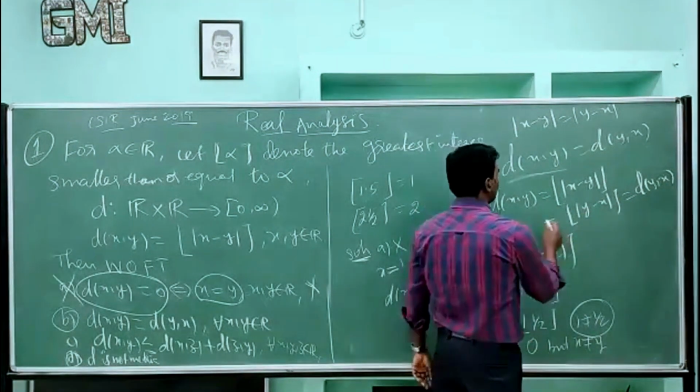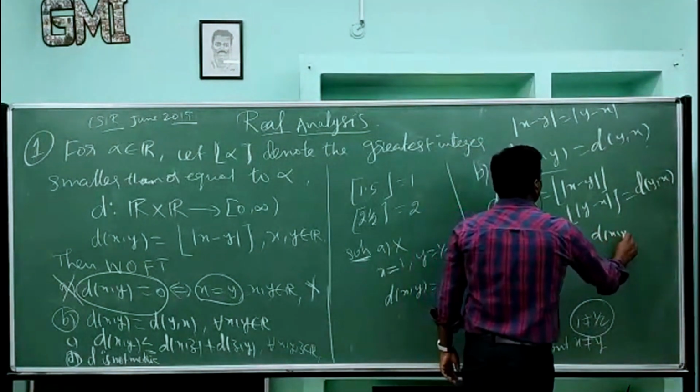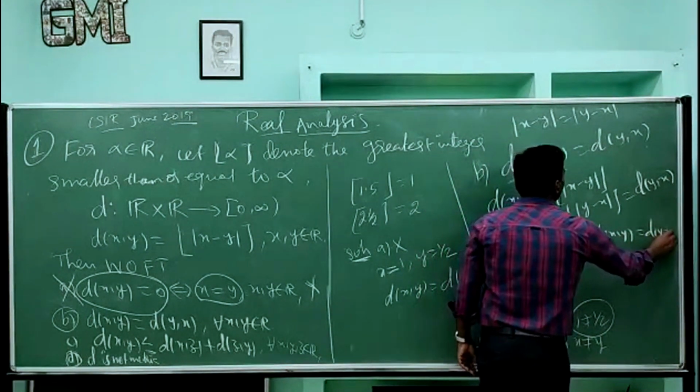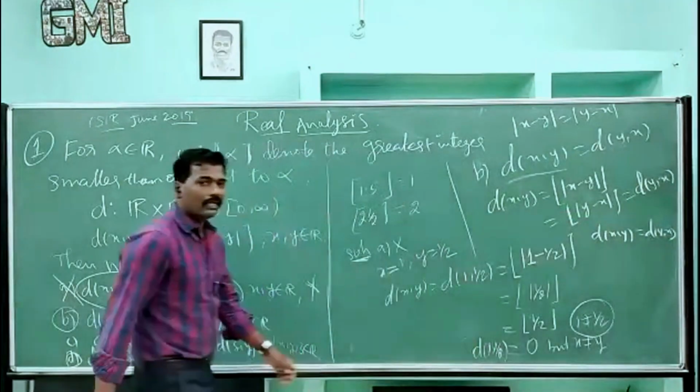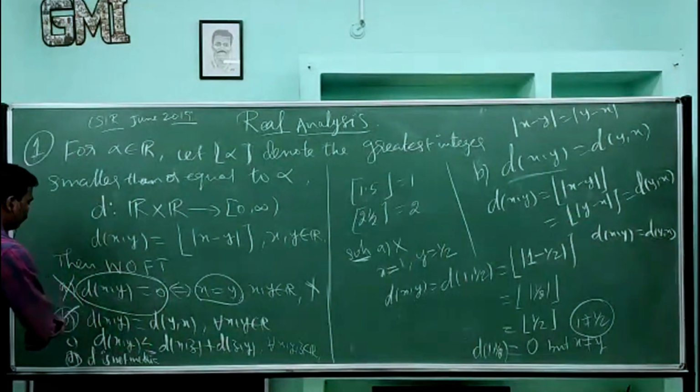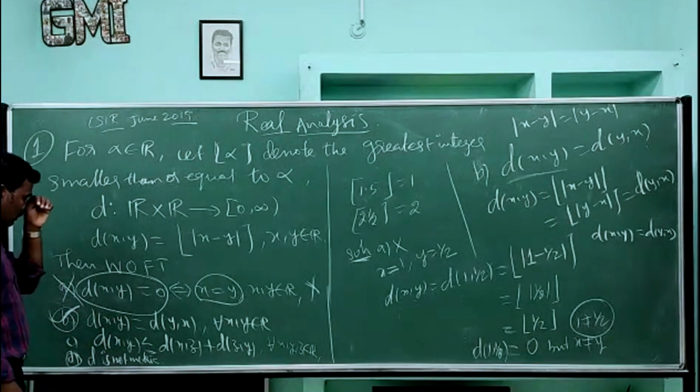But what does this imply? d of x comma y equal to d of y comma x for all x and y. Is it okay? Therefore, option B is always true.